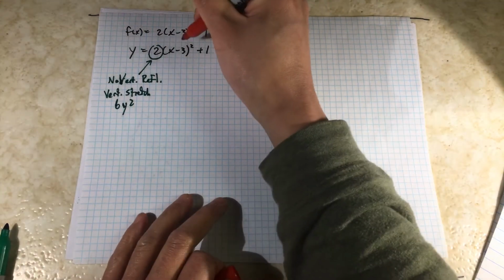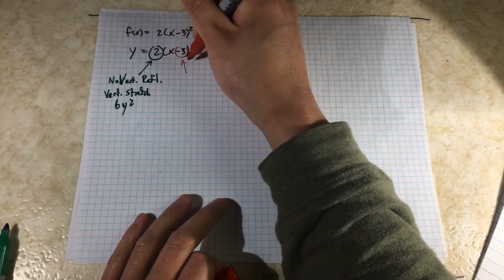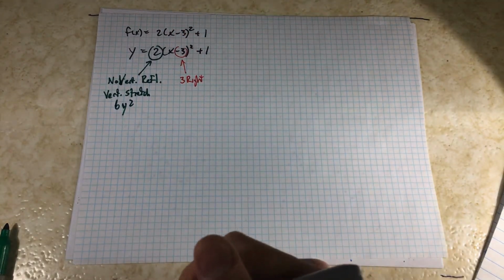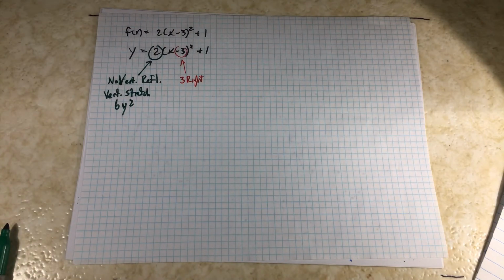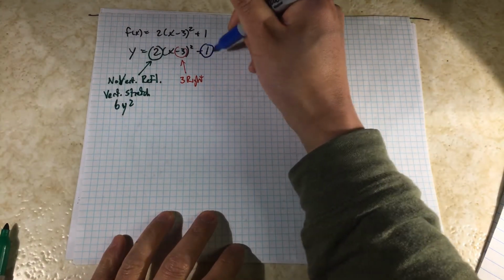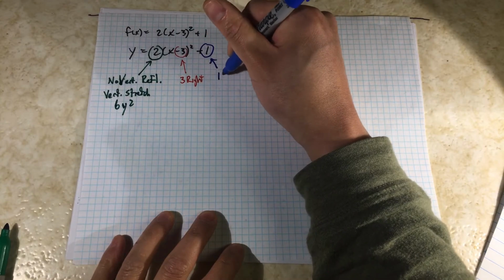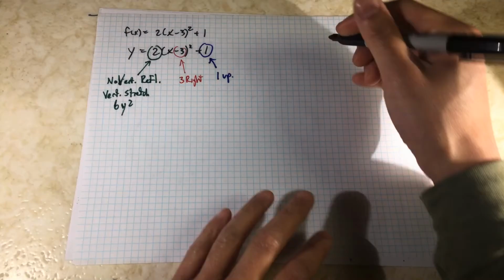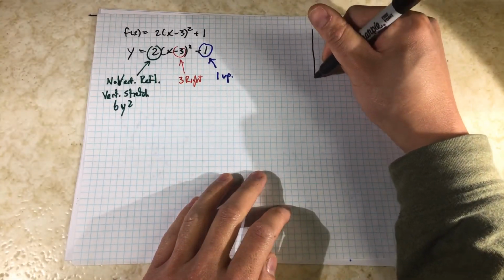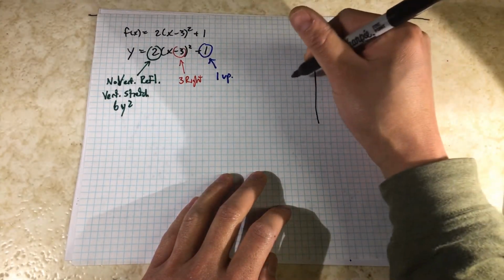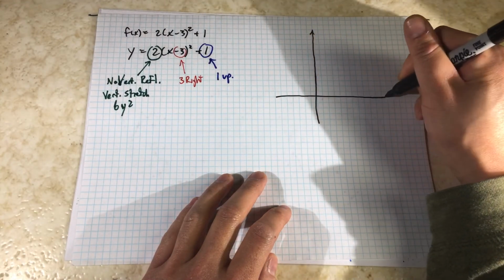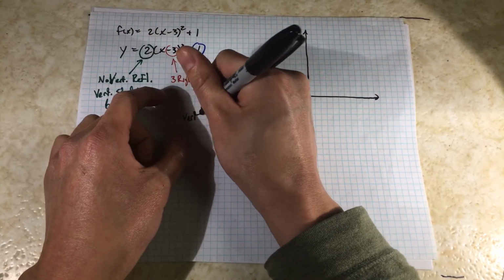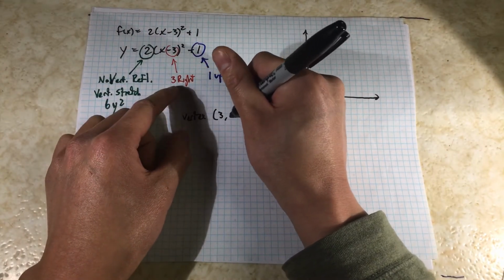All right, then I look at this. Negative 3 tells me I'm moving 3 to the right. And this number outside tells me the vertical shift, so this would be 1 upward. All right, so let's graph this one. I also know this is going to be symmetric about a vertical line. So I'm going to draw the vertex. The vertex should be (3, 1).